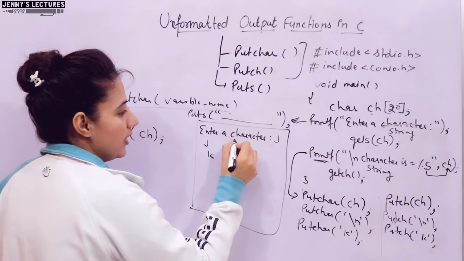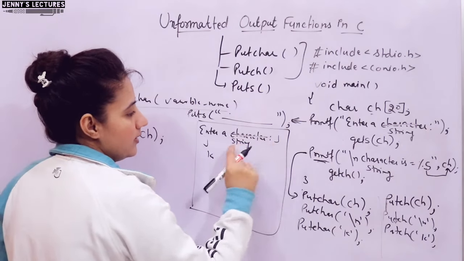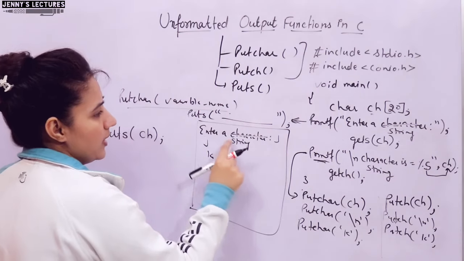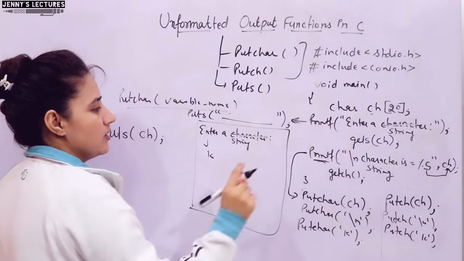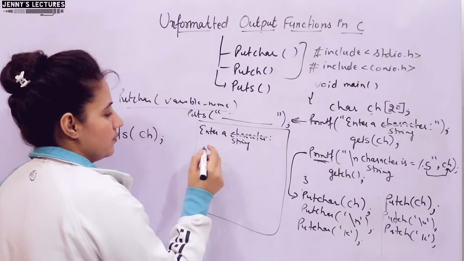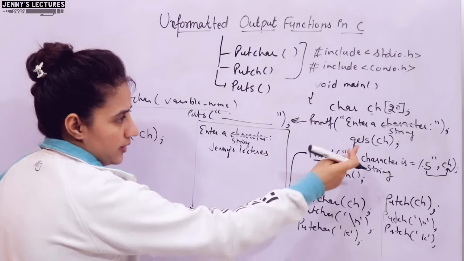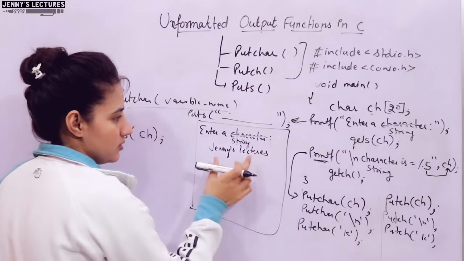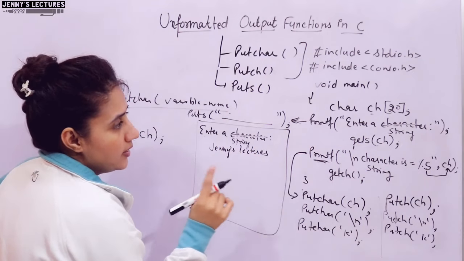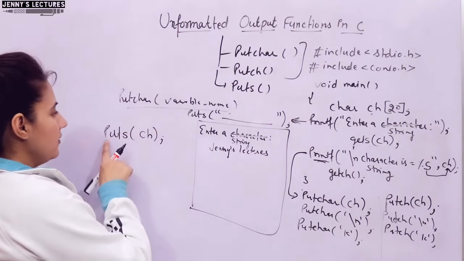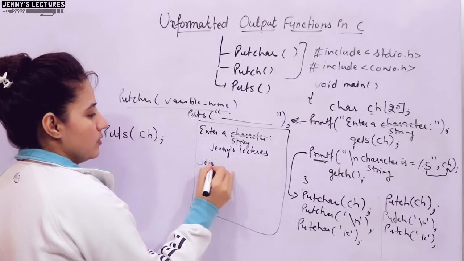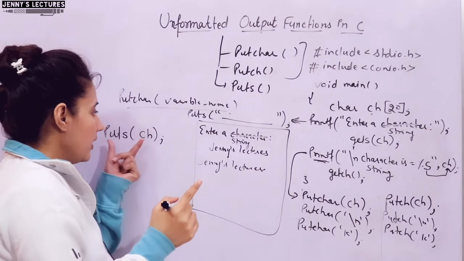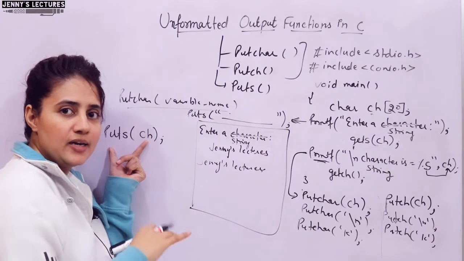Now what output will you get? "Enter a string", because I wrote this in printf, or you can write it in this input statement. Here you can print anything. Suppose I enter "Jenny's lectures". Through the gets line we are taking that input, and then I am printing it using puts. So what output will you get? "Jenny's lectures".